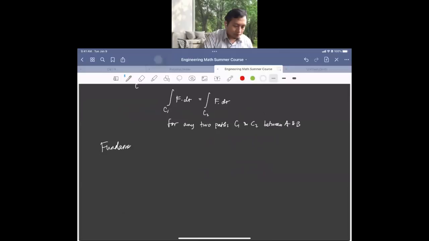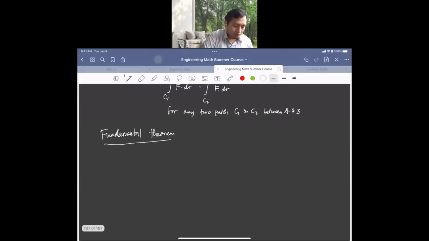And then it will raise a fundamental theorem for the line integral. Recall the fundamental theorem of calculus, if you remember, right? This one.